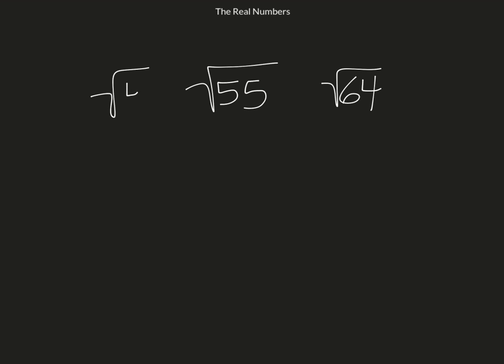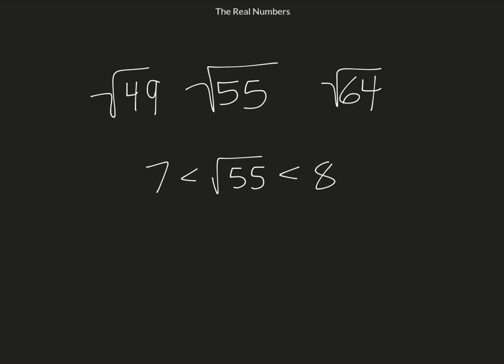So let's take another one. How about the square root of 55? Let me think of the two perfect squares right around 55. Right above it, it seems like the square root of 64, and right below it, the square root of 49. So I know that the square root of 55 is between 7 and 8.